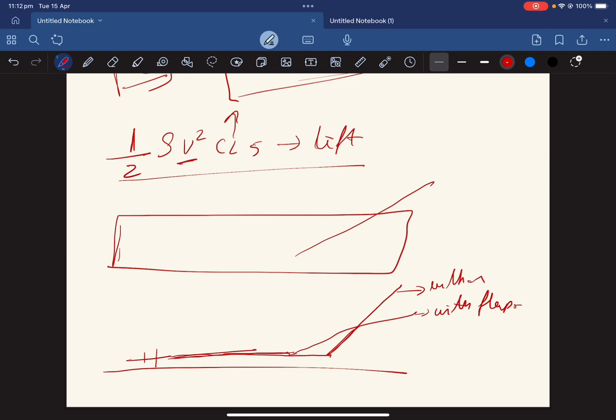So even though you're generating lift, you're generating a lot of induced drag. That's the reason why your angle of climb is steeper over here, in the case when you don't use flaps. So let's go ahead and study the types of flaps.